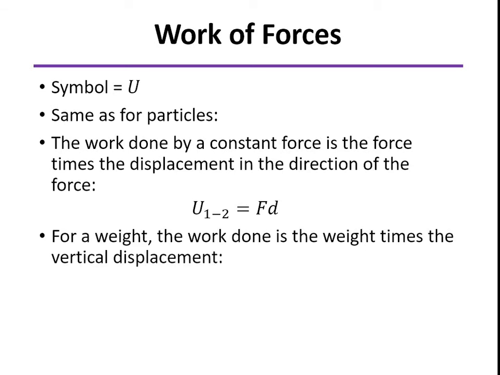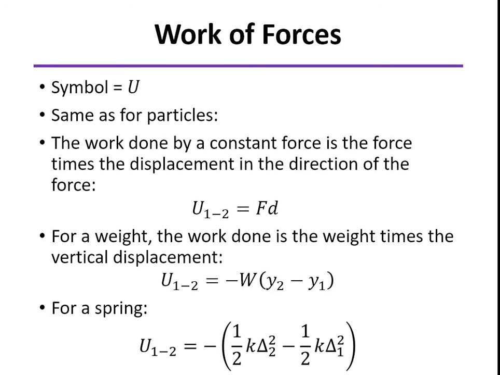For weights, we have a special formula for that, although it really is the same as the one above here. Remember that the work done by a weight only depends on the vertical displacement of the weight. And if you look at the signs here, just remember that if a weight is falling, it's doing positive work. If the weight is being lifted, then it's doing negative work. And we also had this expression for a spring that involved the initial and the final deformations of the spring.